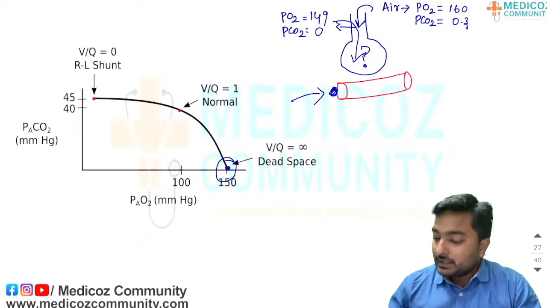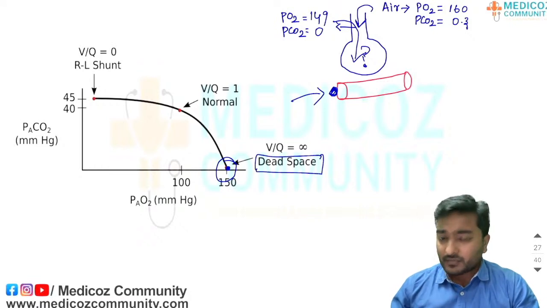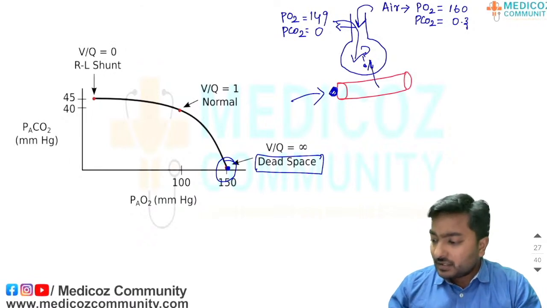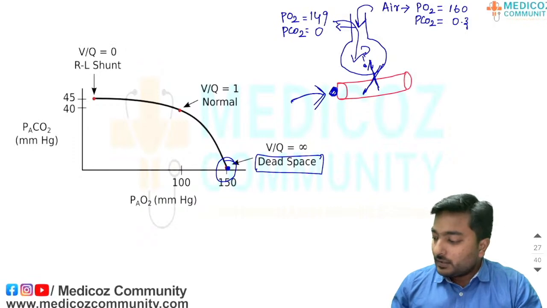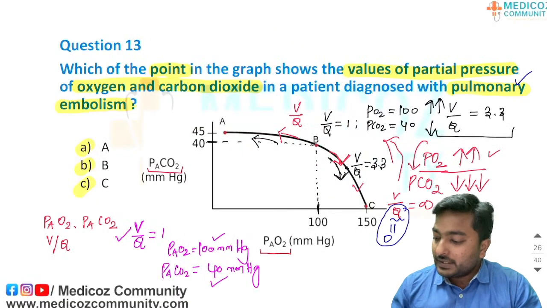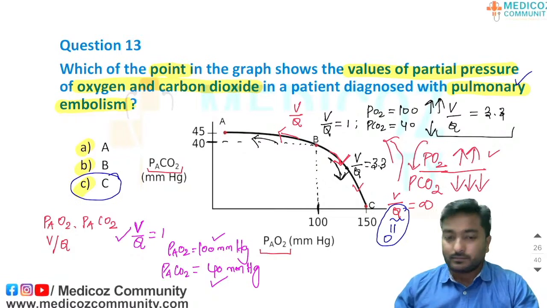Okay, and this type of ventilation, what do you call it? Dead space ventilation, because the air reaching the alveoli does not take part in gaseous exchange because of the block in the pulmonary capillaries. Okay, so the answer for the question is point C.